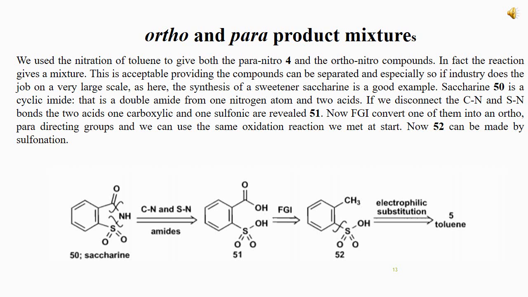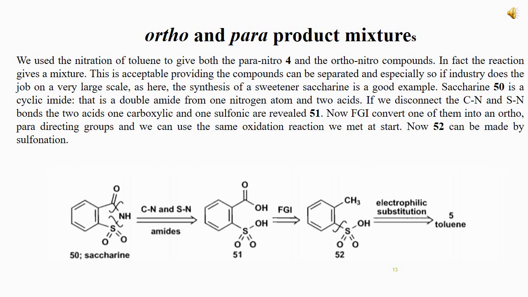Saccharine, compound 50, is a cyclic imide, a double amide with one nitrogen atom and two acids making bonds with that nitrogen. If we disconnect the C to N bond and the S to N bond, the two acids, one carboxylic acid and one sulfonic acid, are revealed, structure 51. Now FGI converts one of them into an ortho-para directing group, and we can use the same oxidation reaction we met at the start.